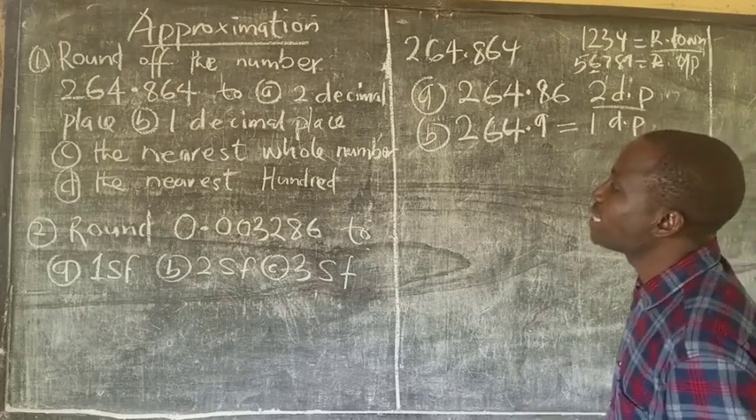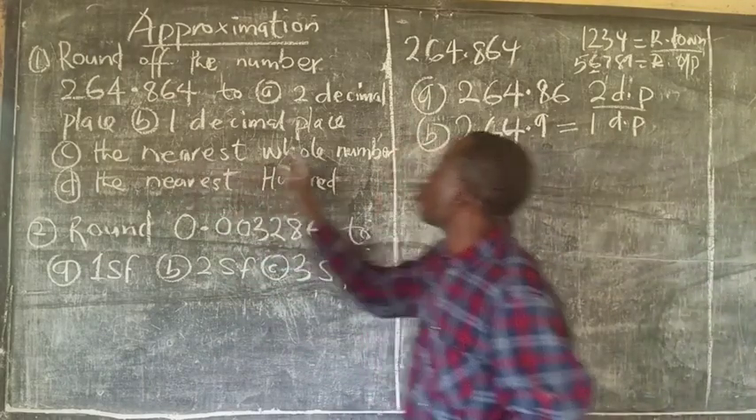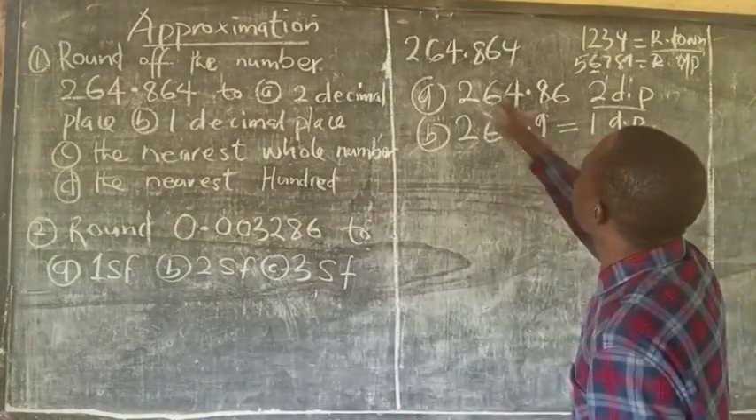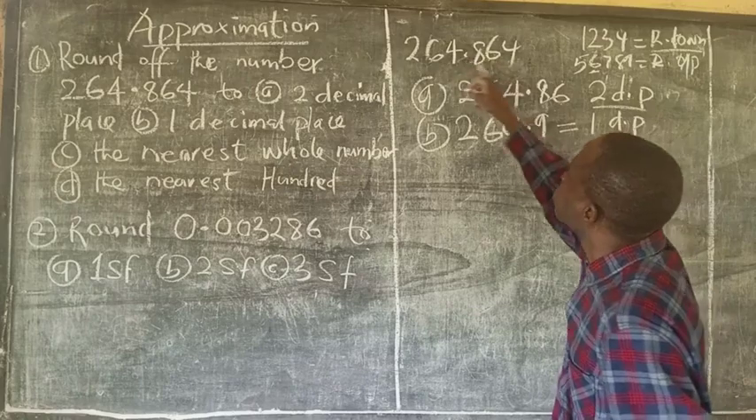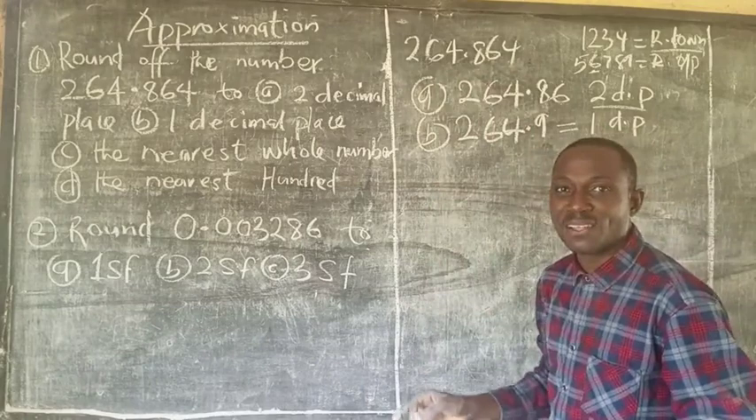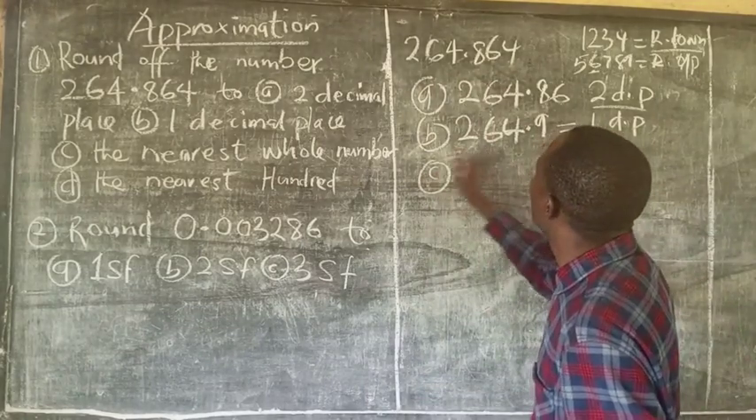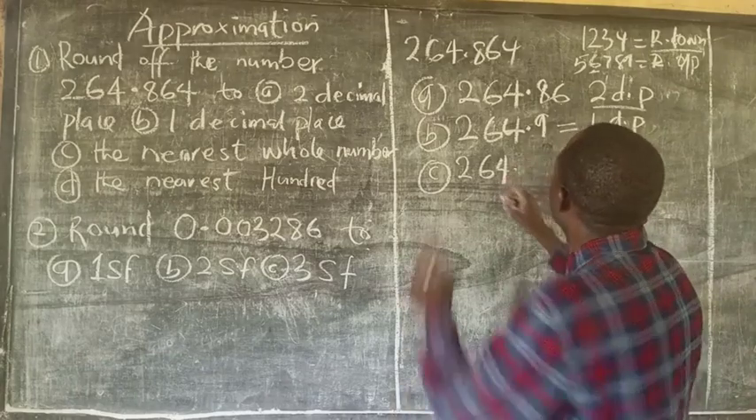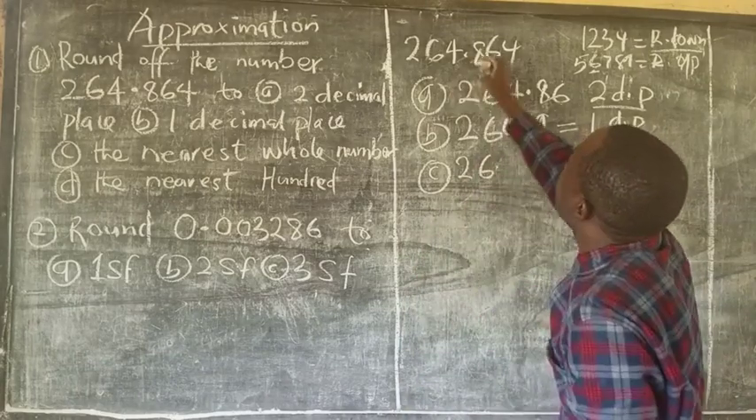And the third one is C, to the nearest whole number. That is to say, we don't want a fraction. Let the point go. Let it only be the whole number. So C will become 264 to the nearest whole number.